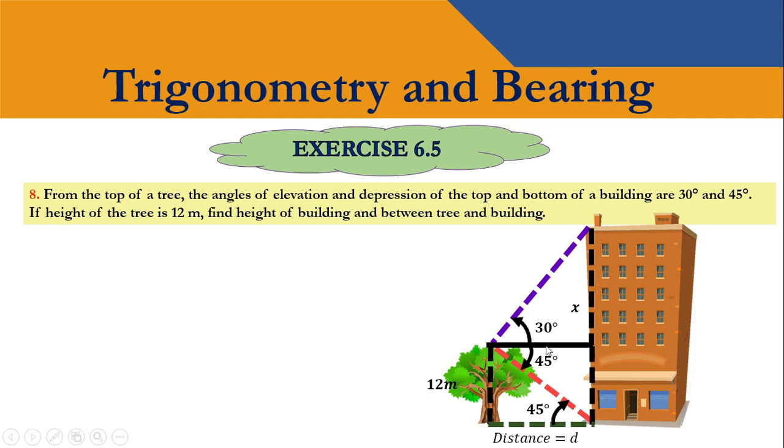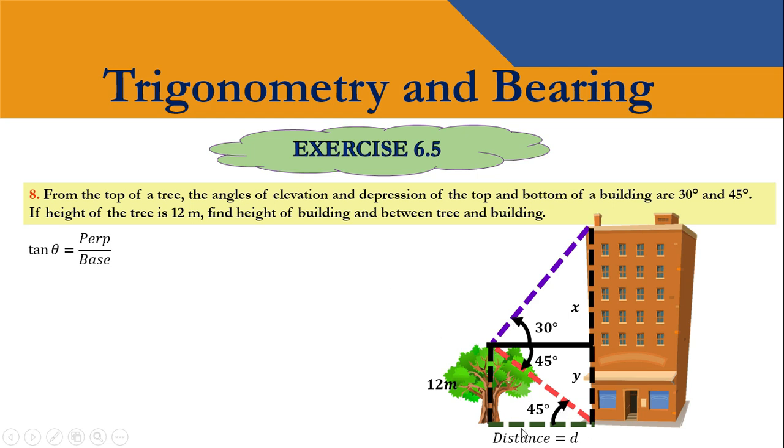And if we solve the upper triangle, we will get this perpendicular which is equal to x. This is one part of the building height, and the remaining part of the building height will be y. We calculate the height of the building by adding x and y together. As you know, y is exactly equal to 12 meters, because the height of the tree and the height of this portion of the building should be equal.